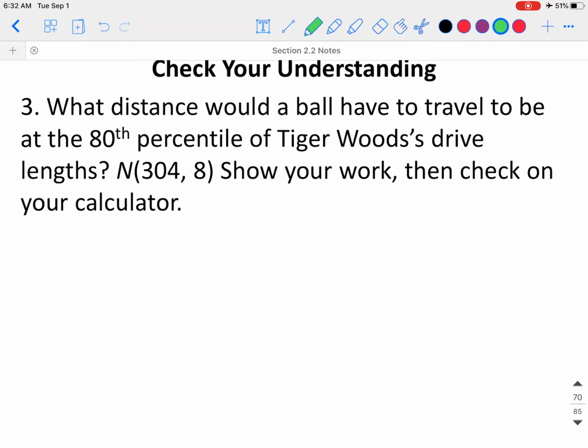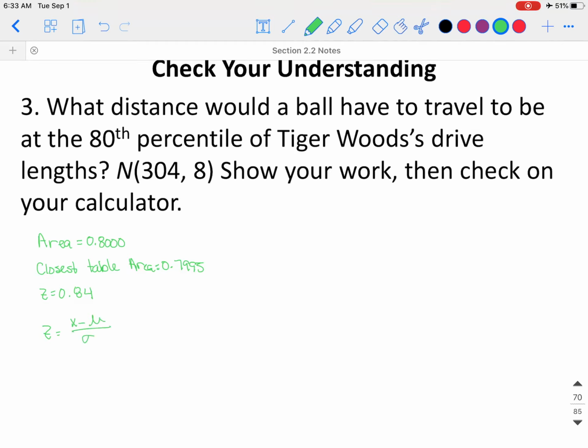What distance would a ball have to travel to be at the 80th percentile of Tiger Woods' drive length, remembering that his mean is 304 and the standard deviation is 8? So if we're looking for the 80th percentile, that means the area we're looking for is 0.8000. You first have to find the area that is closest. So the closest on the table is an area of 0.7995. And the z-score that corresponds to that is 0.84.